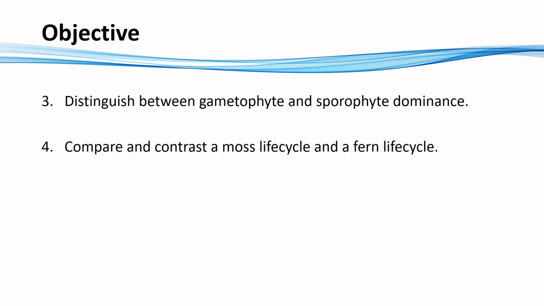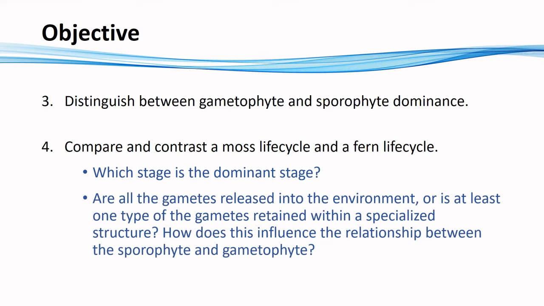To complete this lesson, we'll now finish our last two learning objectives. We'll distinguish between gametophyte and sporophyte dominance. Following, we will compare and contrast a moss life cycle and a fern life cycle. While doing this, we will answer the following questions. Which stage is the dominant stage? Are all the gametes released into the environment, or is at least one type of the gamete retained within a specialized structure? And if so, how does this influence the relationship between the sporophyte and the gametophyte?